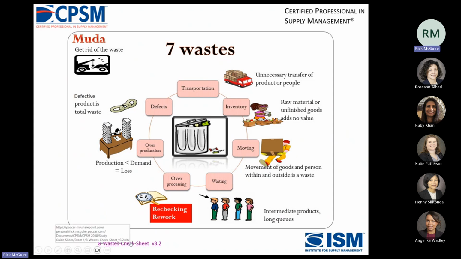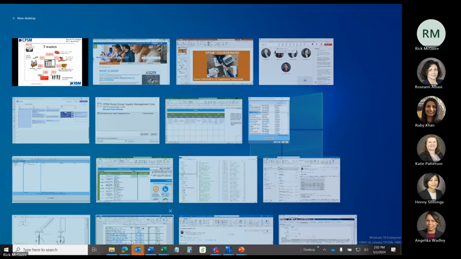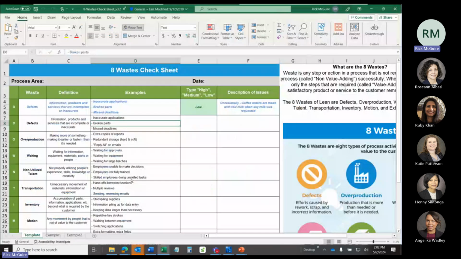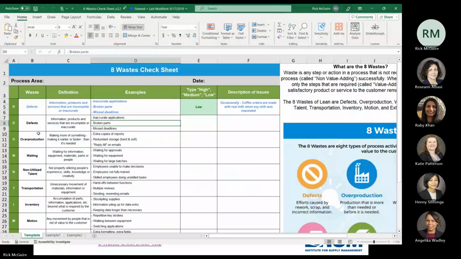And then here's the 8 waste check sheet that somebody from our group put together, which is kind of cool. And it's just a check sheet that they put together. You can go and put high, low, medium.